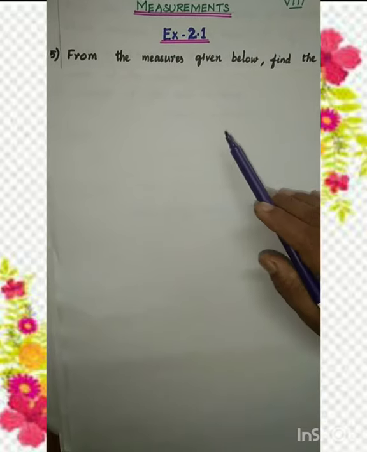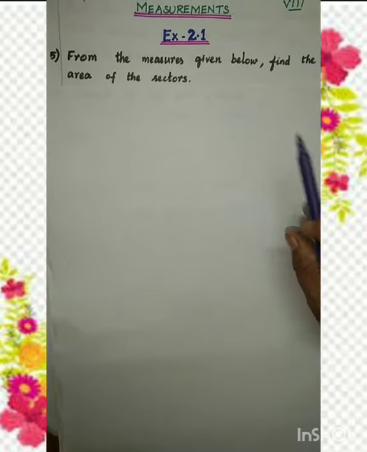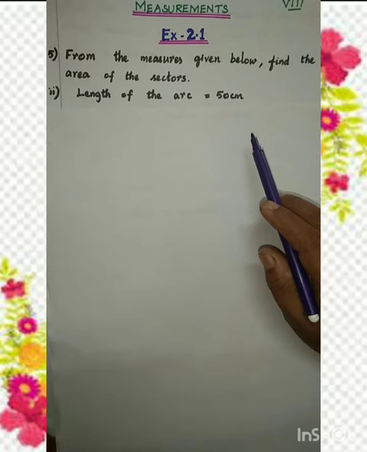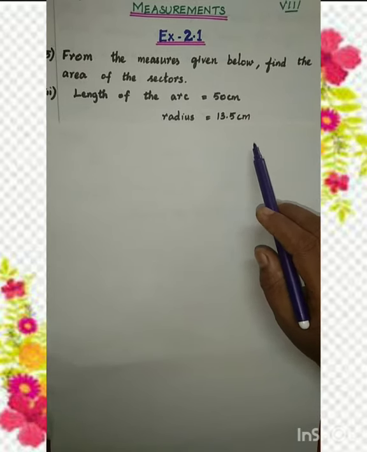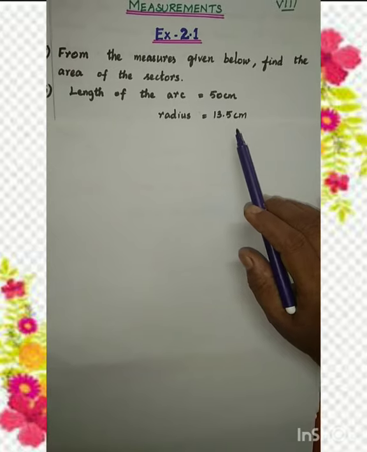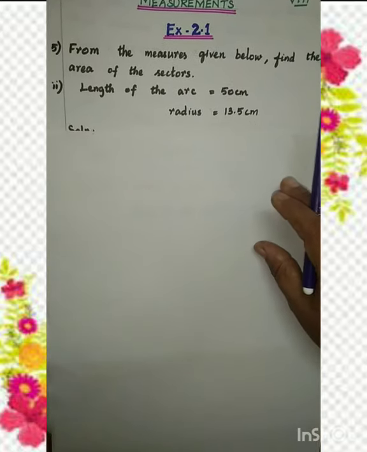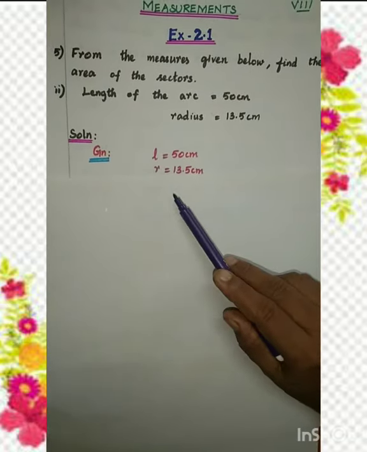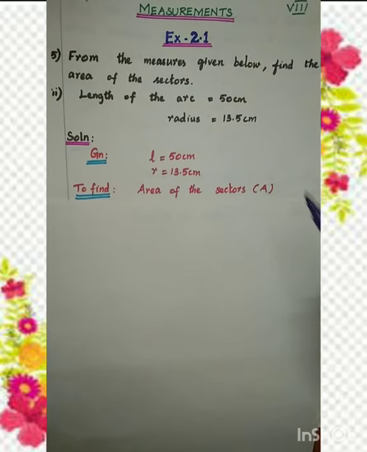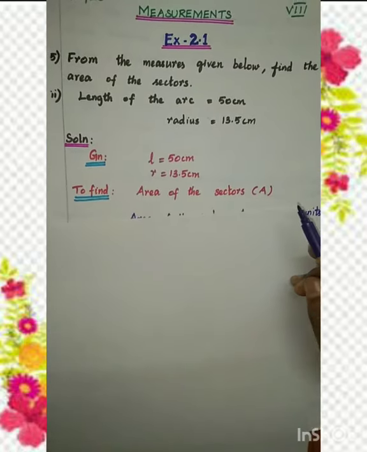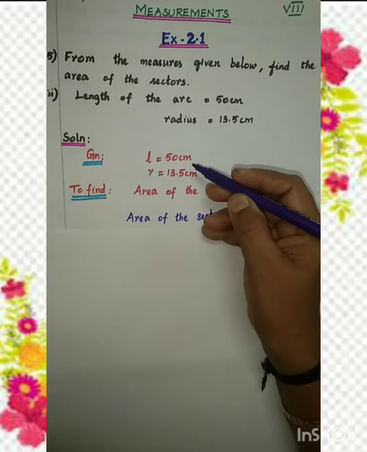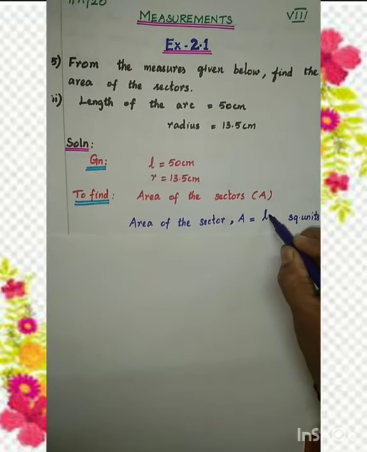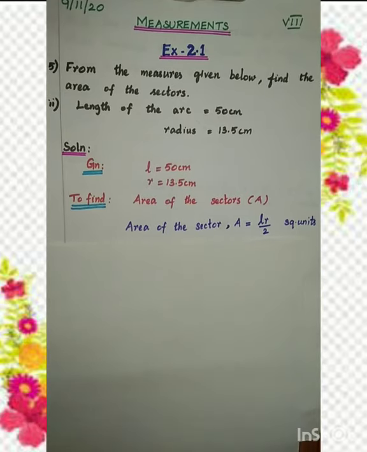Fifth problem. From the measures given below, find the area of the sectors. Second subdivision. Length of the arc 50 centimeter, radius 13.5 centimeter. So L and R are given. We are going to find the area of the sector. Given L is 50 centimeter and R is 13.5 centimeter. Area of the sector formula, if length of the arc and radius are given, is A equal to LR by 2 square units.